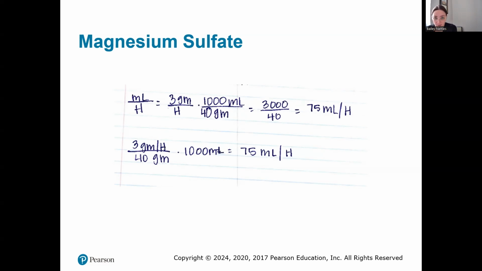If I'm doing it the desired over have, once again, I have to put my grams per hour on top because I have grams. See, 1, 2. So I have to put those, the desired grams per hour over what I have, grams, and then multiply by the volume. And that's my 75 mils an hour.